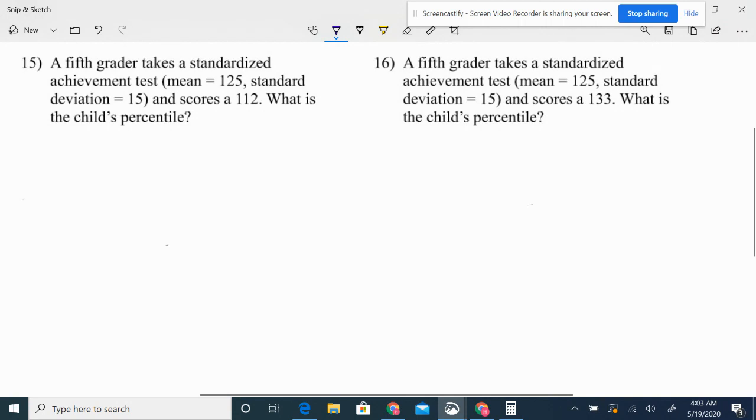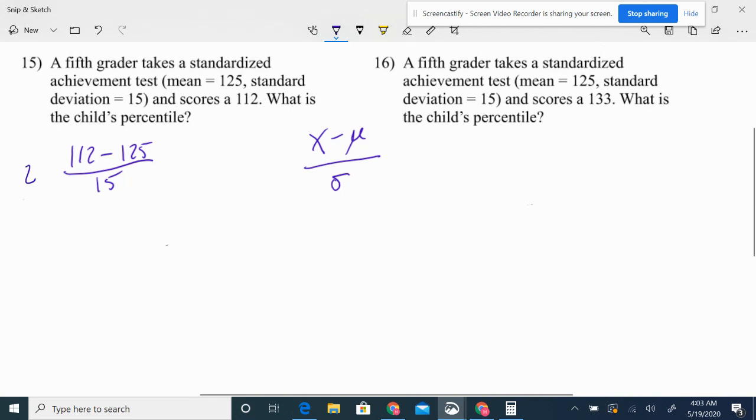Now let's take a look at this case. A fifth grader takes a standardized achievement test. The mean is 125. Remember my formula, x minus mu, so x minus the mean over sigma, which is that Greek letter for standard deviation. So the mean is 125, the standard deviation is 15, and this guy scores 112. What is the child's percentile? He scored 112 minus 125, which is the mean. And I'm going to divide that by 15, which is the standard deviation. And once again, that's going to give me my Z-score.